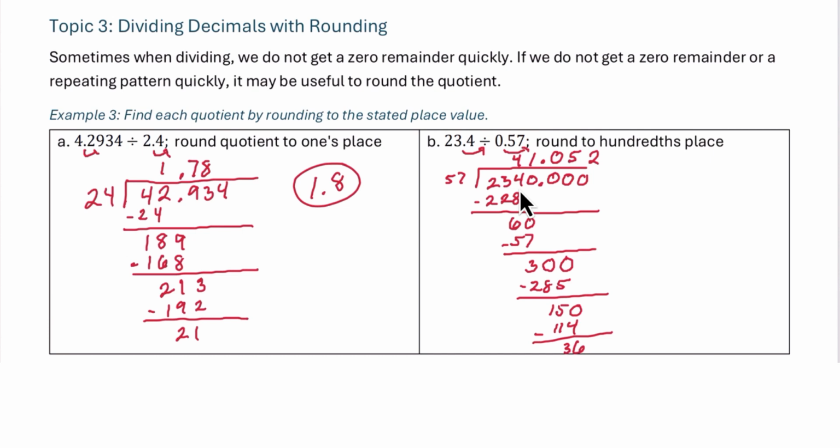And that's going to continue on, but we can stop here because we have everything we need. We wanted to round to the hundredths place, which is the 5. Look to the right of the 5 and we see it's a 2, which means we round down. So our rounded quotient is 41 and 5 hundredths.